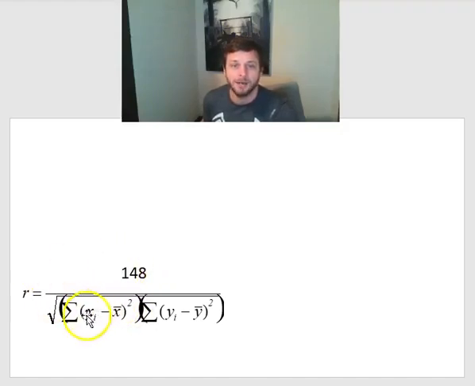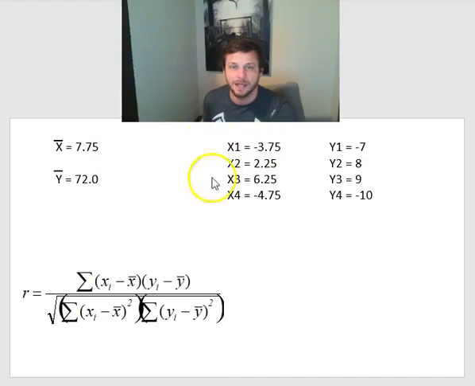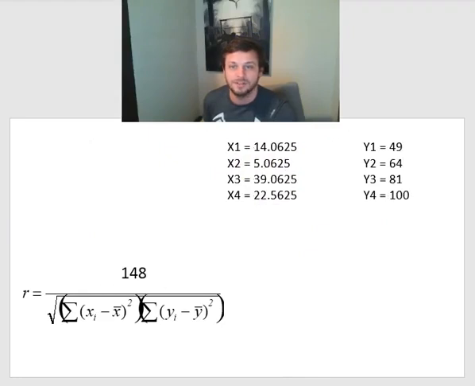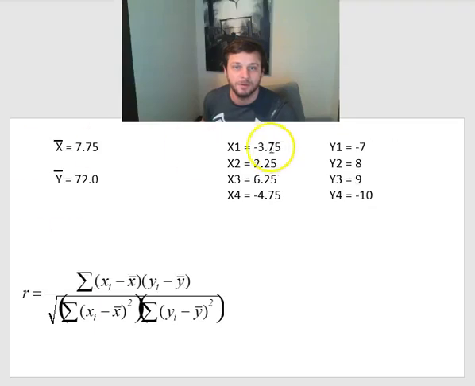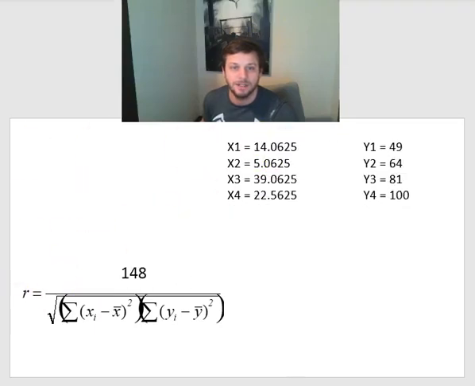Alright, now we have to do that down here. We already have our xi minus x bar, right? We did that first thing right here. And so we can just use them again, but now we're going to square them. So if you take your negative 3.75 and square it, you get 14.0625 for your x1, and then for your x2, x3, x4, and then you do the same thing for your y's. And so that gets us with these numbers. Now we need to add all these up.